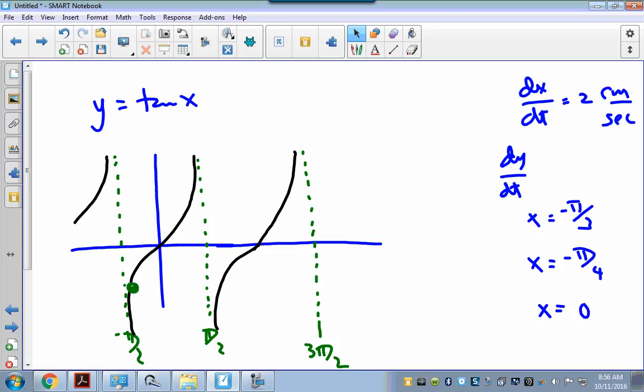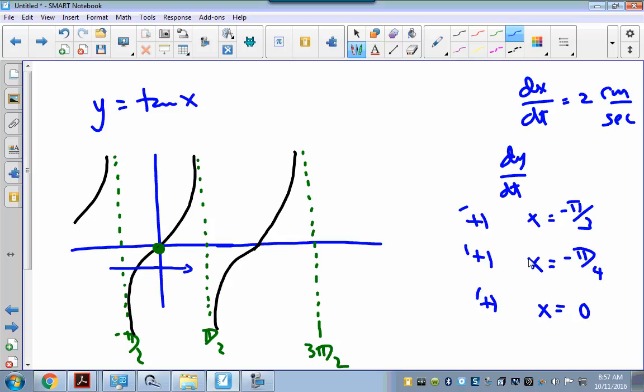And what do we know? We know that x is getting larger and larger, 2 centimeters every second. So you have to think of the x coordinate is getting larger, which, if you think about it, if you're over here and the x coordinate is getting larger, the point has to be rising along the curve. If I were falling along the curve, the x coordinate would be getting smaller. Okay, so we would suspect that all of these would be some positive quantity.